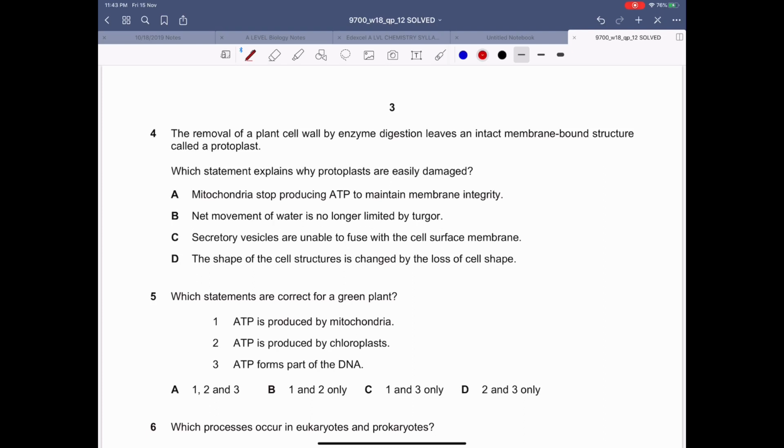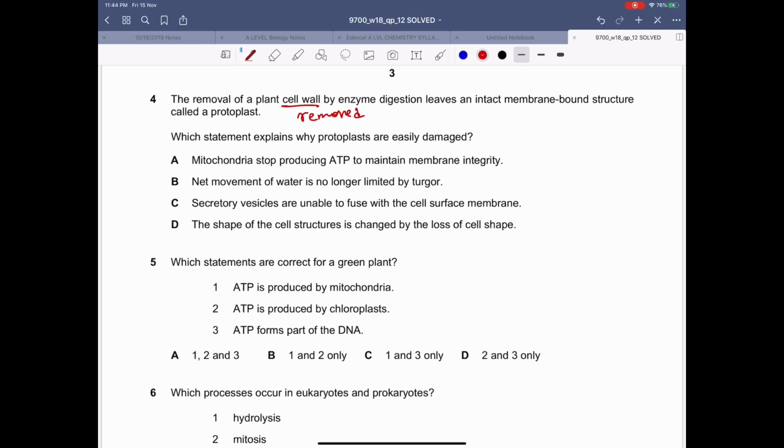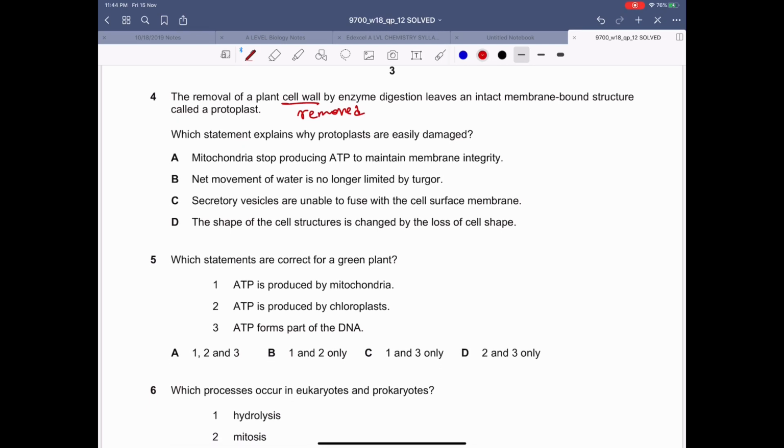Question number 4. The removal of a plant cell wall by enzyme digestion leaves an intact membrane-bound structure called a protoplast. Which statement explains why protoplasts are easily damaged? As you can see, the cell wall has been removed. Option A, mitochondria stops producing ATP to maintain membrane integrity. Well, mitochondria doesn't have anything to do with membrane integrity.